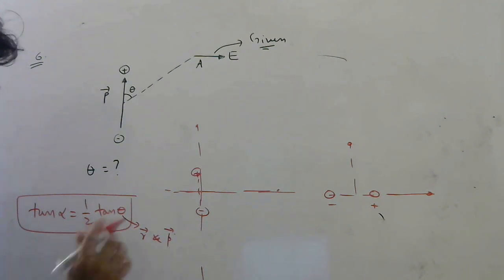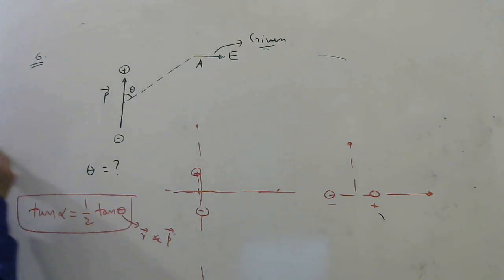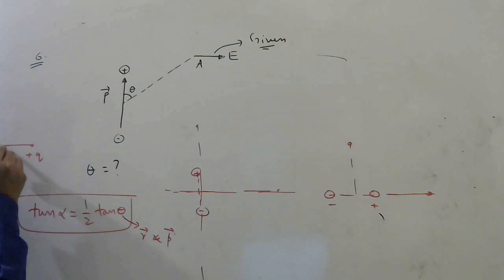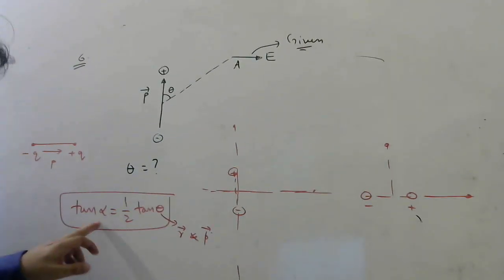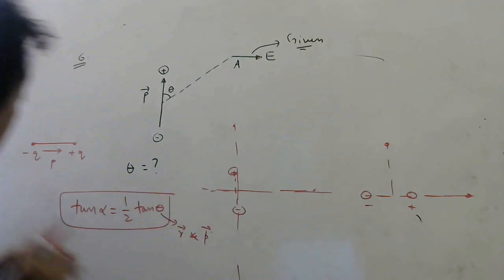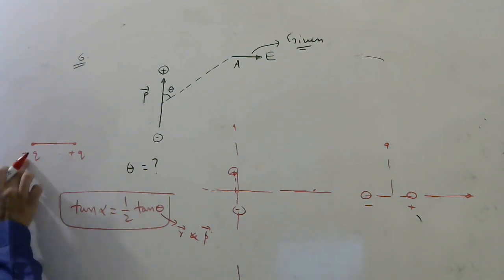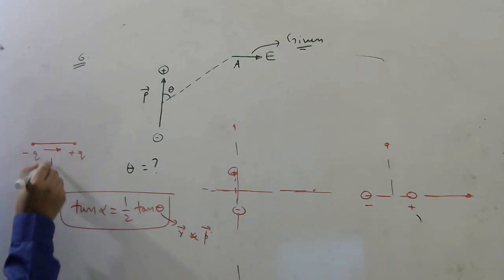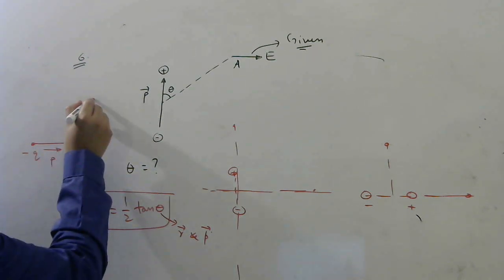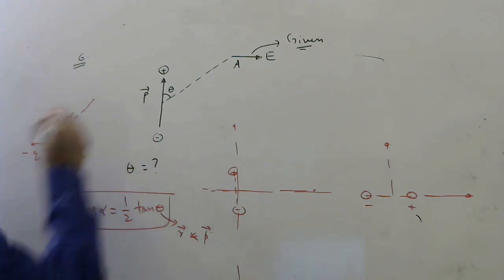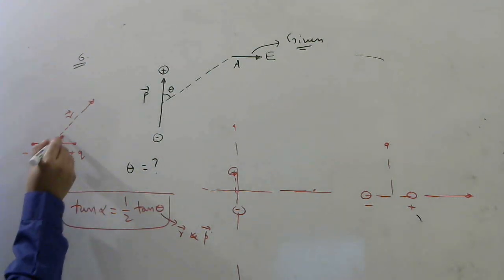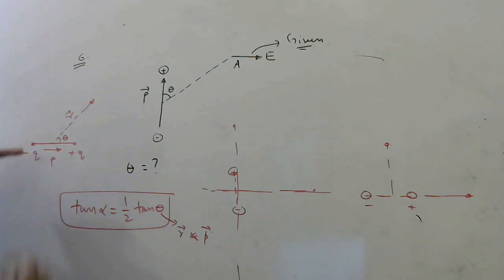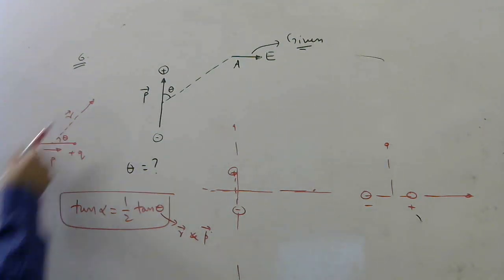Theta was the angle between R bar and P bar. If I show you one diagram, this was minus Q, this was plus Q, this was your P bar from minus to plus. Let me remind you this alpha and theta. What were these two? If this is your dipole, minus q plus q, then dipole moment is this way. And we took the point somewhere here. This was your r, and if you put a vector here, this is your r bar. So this angle was theta, the angle between p bar and r bar.